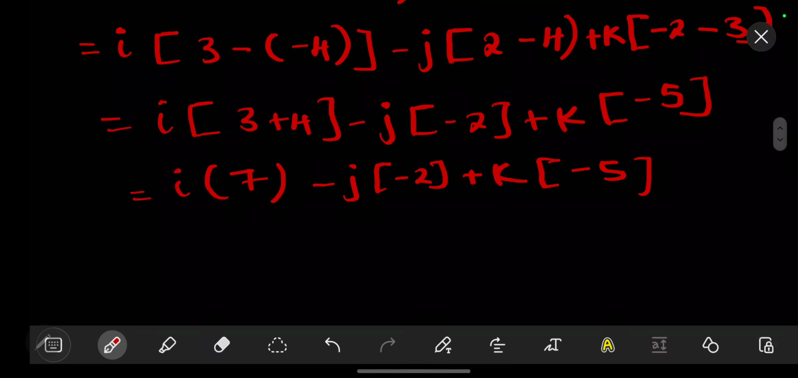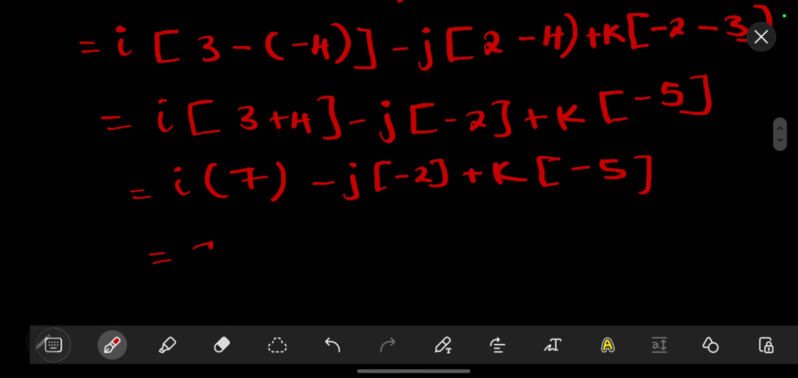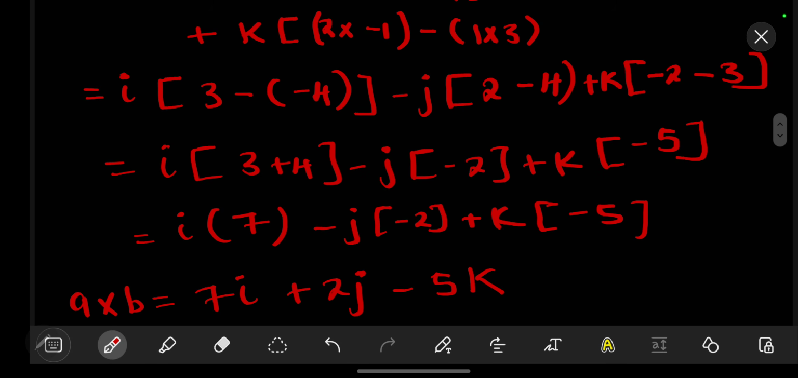So now let's multiply. So our 7 times i, it will be 7i. Then our -2 times j, it will be plus 2j. Then we have -5 times k, it will be -5k like that. So this is how we find our A cross B. So this is what we have as our answer.